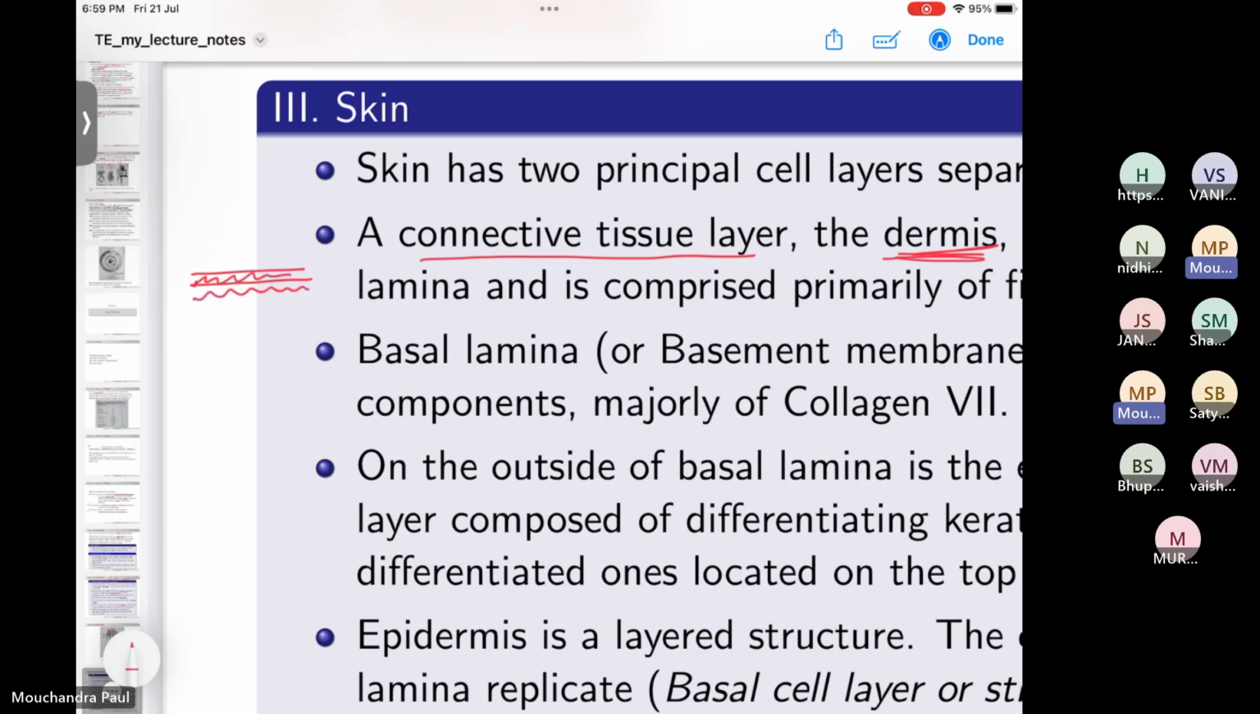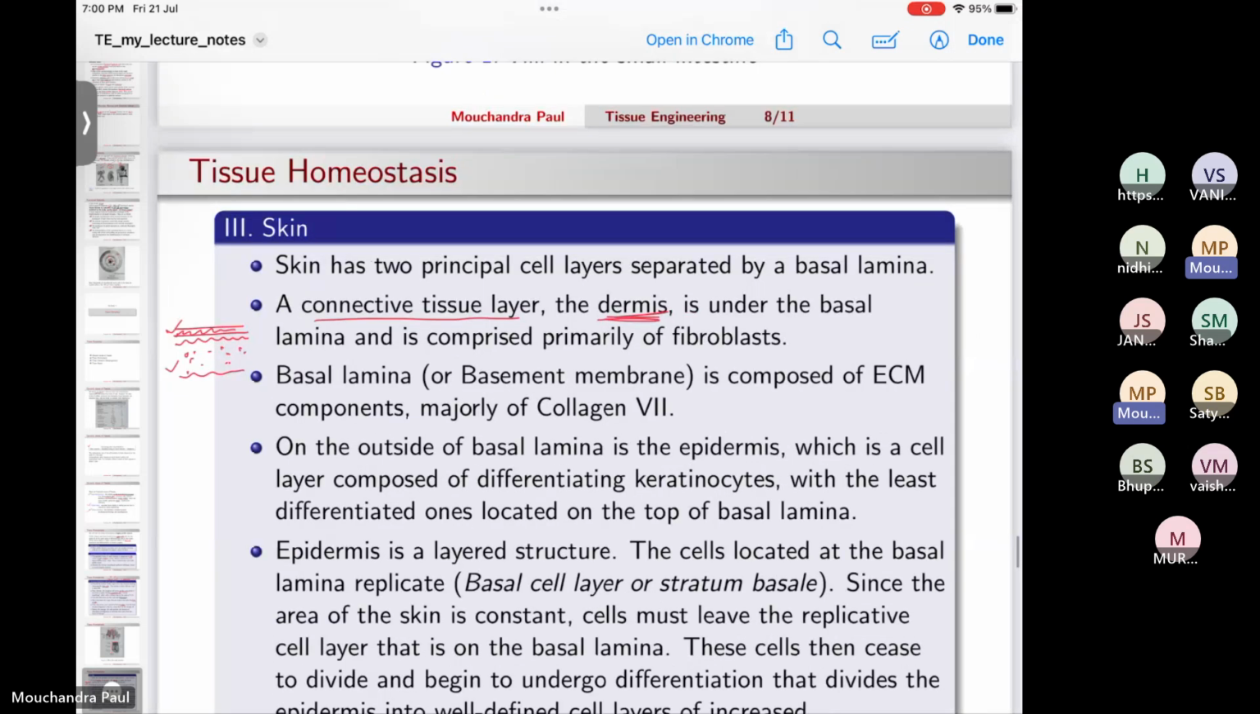There is one layer that is not a cellular layer. It is called the basement membrane or basal lamina, and below the basal lamina is the dermis layer. So this is a cellular layer, this is a cellular layer, and in between the two cellular layers there is an ECM layer. It is composed only of ECM components like collagen, and it is the basement membrane. So below the basement membrane is the dermis layer, and above the basement membrane is the epidermis layer.